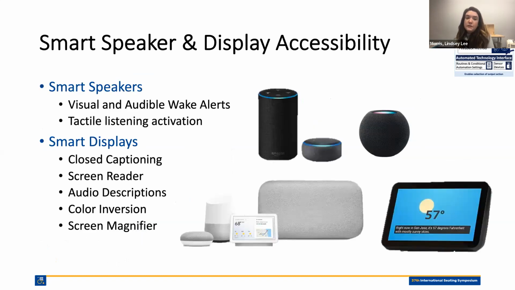When it comes to accessibility functions that are available on smart speakers and displays that might benefit your clients and help support their use, smart speakers have additional visual or audible alerts that you can enable. Such as you can see on these Amazon devices and on the HomePod Mini, it lights up at the top to indicate when it's listening to you. And you can also have it make a sound to know that it's listening to you, and then another end sound once you've finished your command and it's no longer listening.